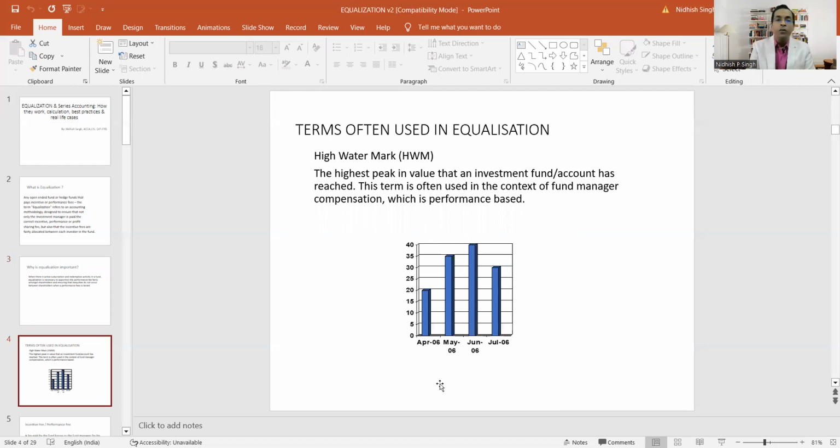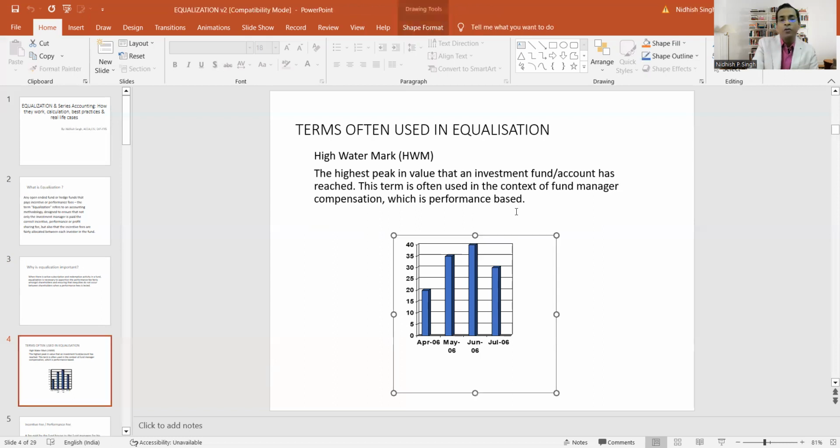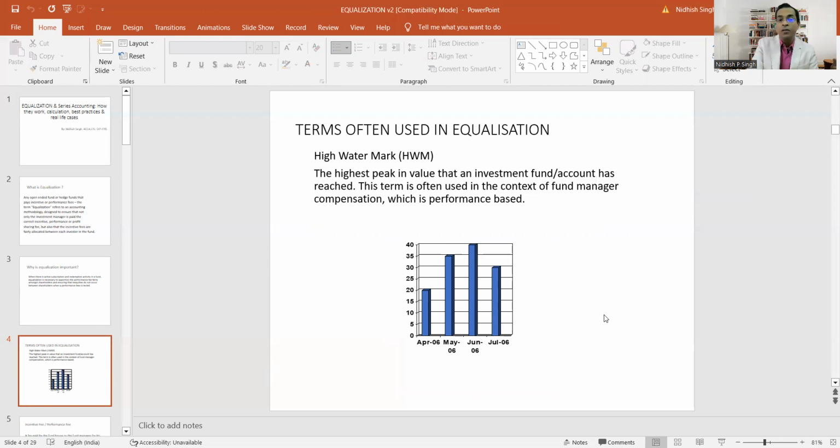Terms often used in equalization, which we have also seen in the calculation of incentive fee: high water mark. High water mark is essentially the highest level of NAV which has been achieved and on which incentive fee has been paid in the past. So any NAV on which incentive fee has been paid, that highest NAV is the high water mark of the fund. In this example, we can see that on June 06, the highest NAV value has been achieved by the fund, which is 40. That will become, by definition, the high water mark.